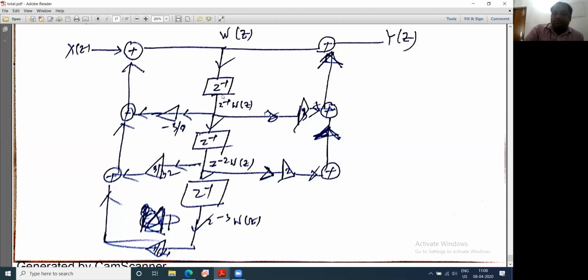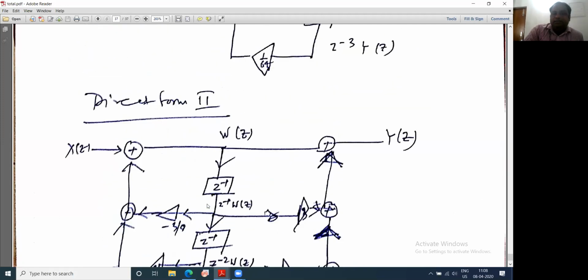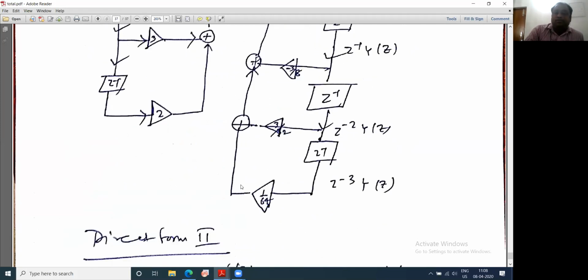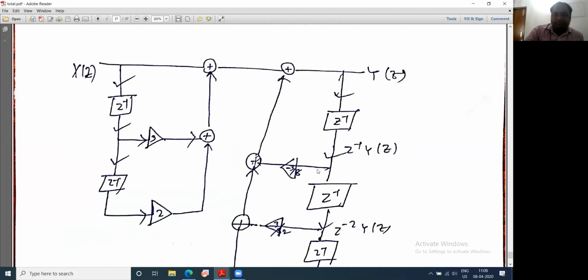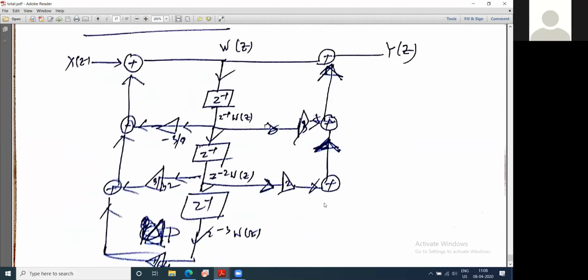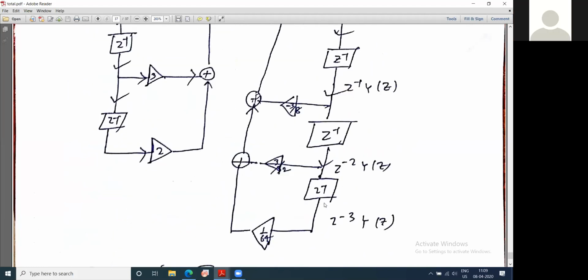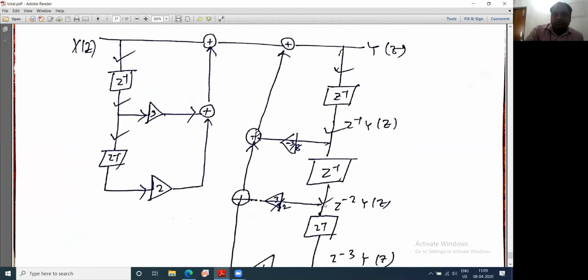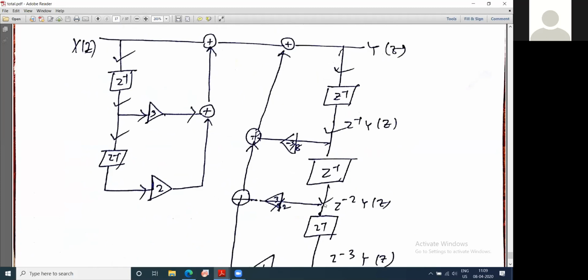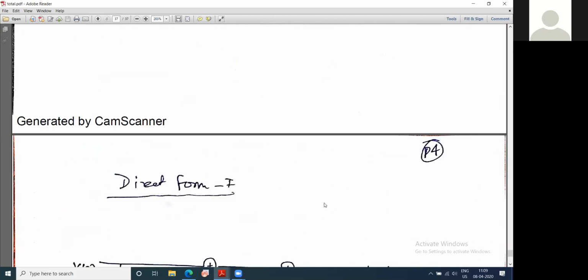Now my point is, here you have 3 delay elements, while at the same time you have 5 delay elements in the other. So this is the advantage of direct form 2 over direct form 1. Other things remain the same. I think the adders are also the same in number: total number of adders 3 and 3, 6. So the main advantage is in the delay element.